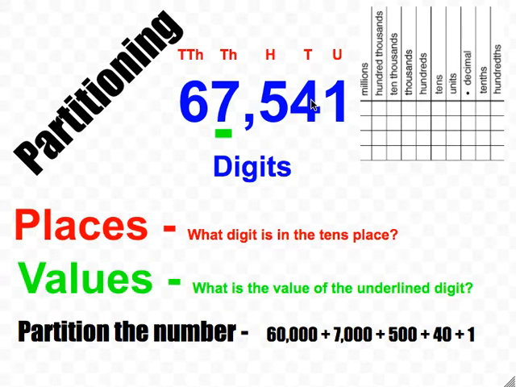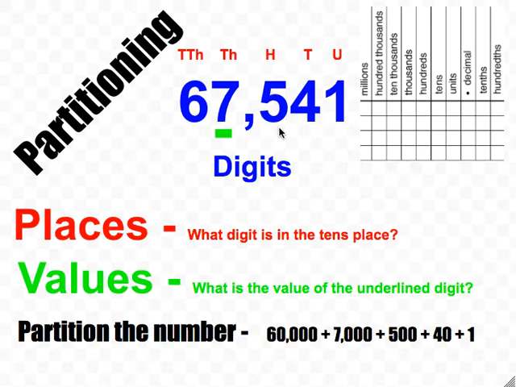The last concept is that about values. Values are the values given to the numbers as they appear in the different places. For example, let's take this one here in the hundreds place. The digit is the number 5, but the value of this digit is actually 500 because it appears in the hundreds place.